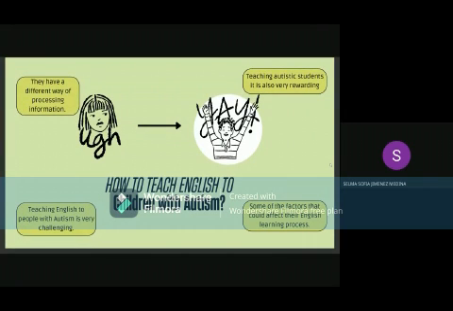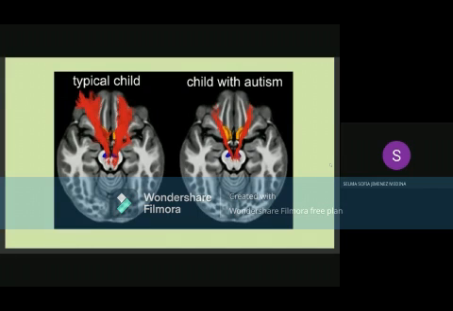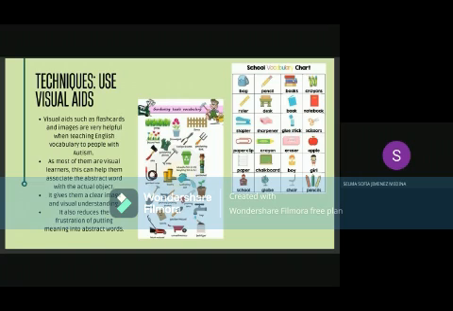How to teach English to children with autism. First of all, we have to see the difference between a typical child brain and a child with autism brain. Here are some techniques that we can use when teaching neurodivergent students. First, use visual aids, such as flashcards and images. Those are very helpful when teaching English vocabulary to people with autism.